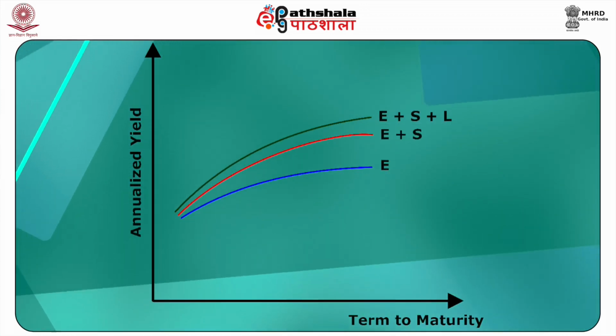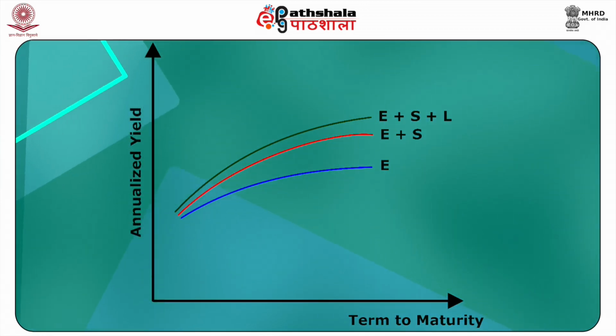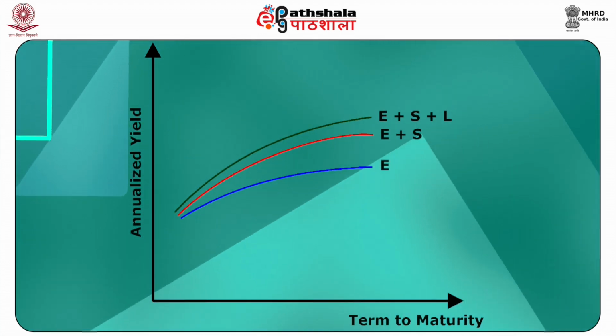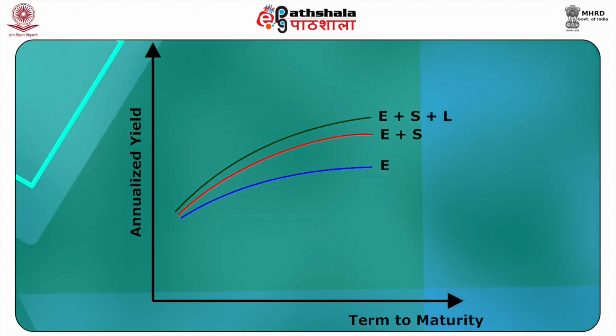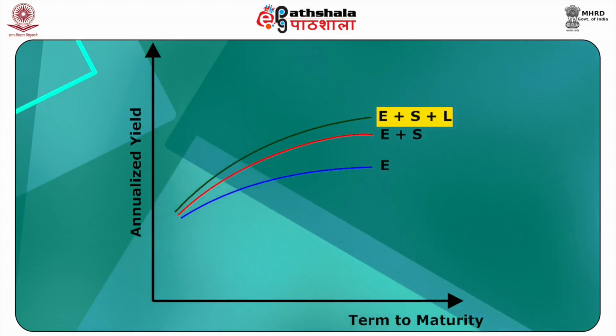The third condition relating to liquidity would then place a higher premium on the longer term securities because of their lower degree of liquidity. When this condition is included with the first two, the yield curve may look like curve E plus S plus L. In this example, all the conditions place upward pressure on the long-term yields relative to the short-term yields.